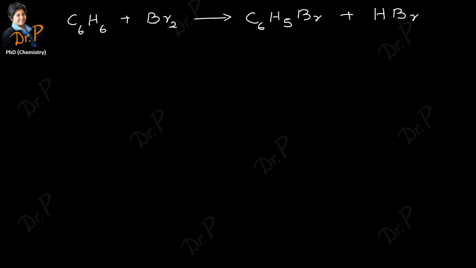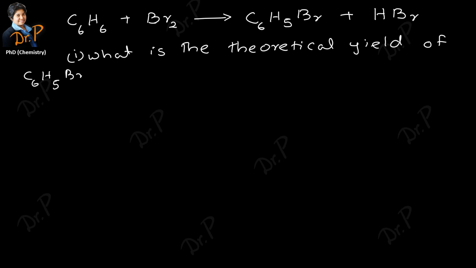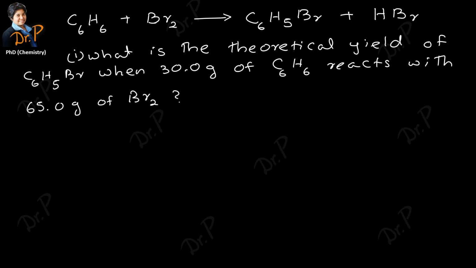You are given this chemical reaction. First part of the question: what is the theoretical yield of C6H5Br when 30 grams of C6H6 reacts with 65 grams of Br2? Pause the video and first try it out yourself.